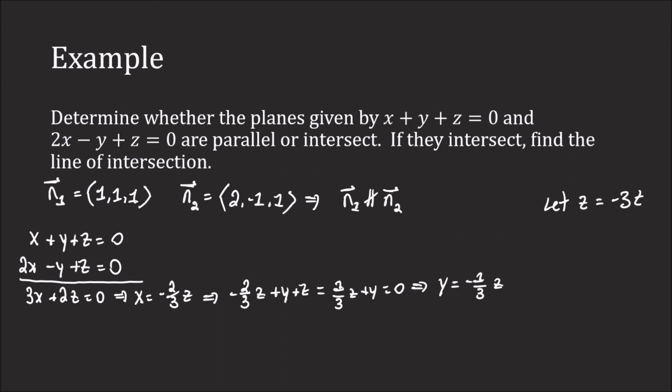So let's set it to be negative 3t, where t is a real number. Then our line of intersection is the line x equals 2t, y equals t, z equals negative 3t.